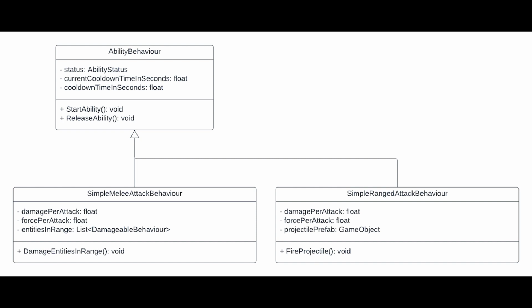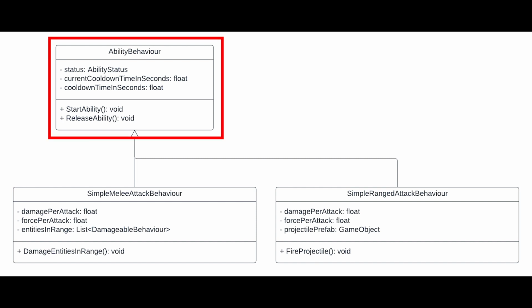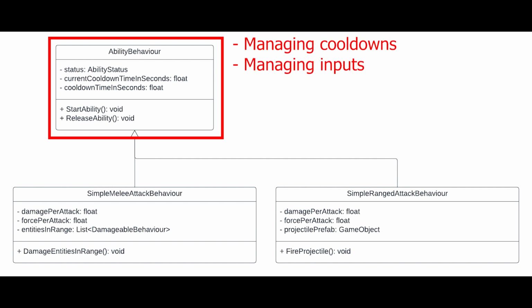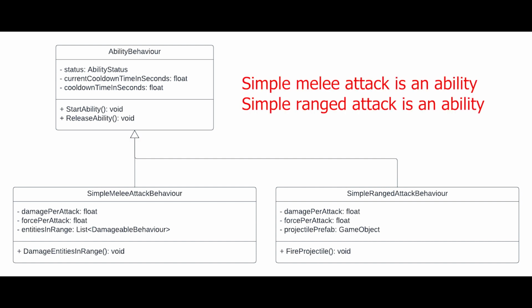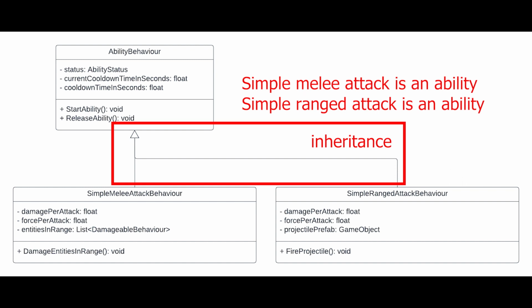Let's go back to our other code. I have this base class called Ability Behavior, which I want to have the responsibility of managing cooldown and taking in inputs for starting and releasing an ability. Everything that is an ability will inherit off of this.